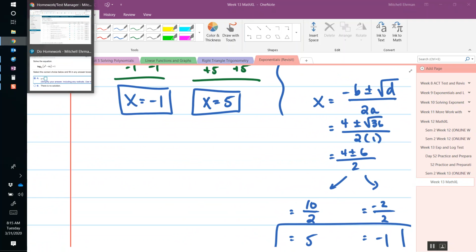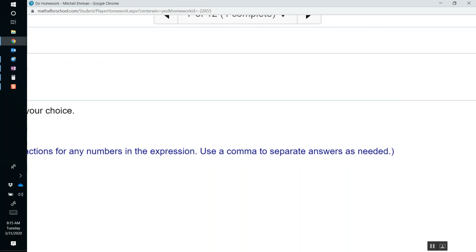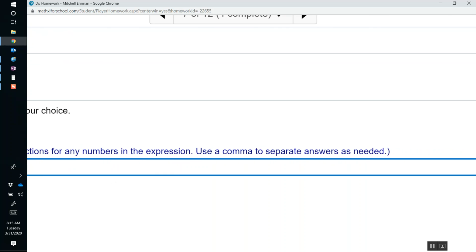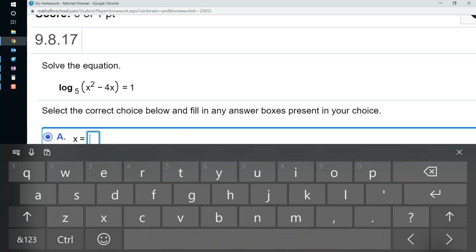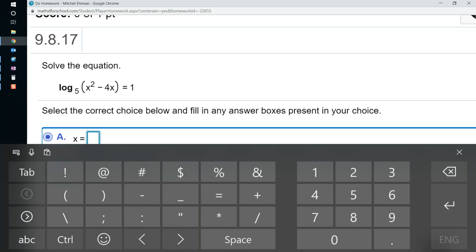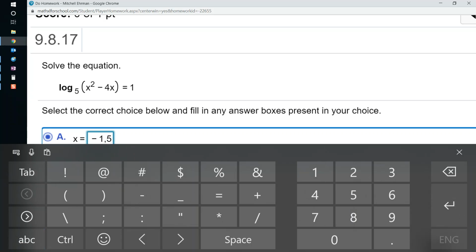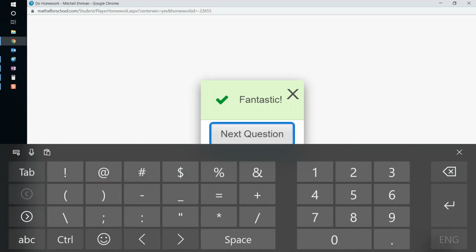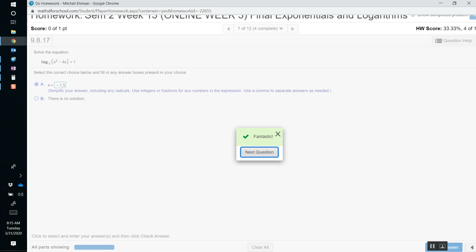So if I jump back to MathXL, it says use a comma to separate answers as needed. So since we did get two results here, we'll go ahead and separate them with a comma. So I'll write -1, comma 5. These are the two results we expect to see. And sure enough, MathXL accepted them as an answer.